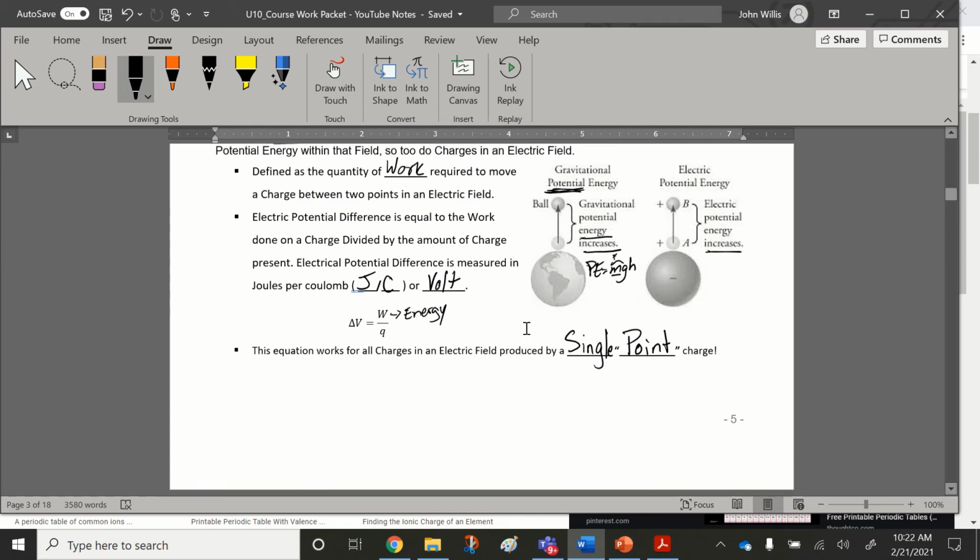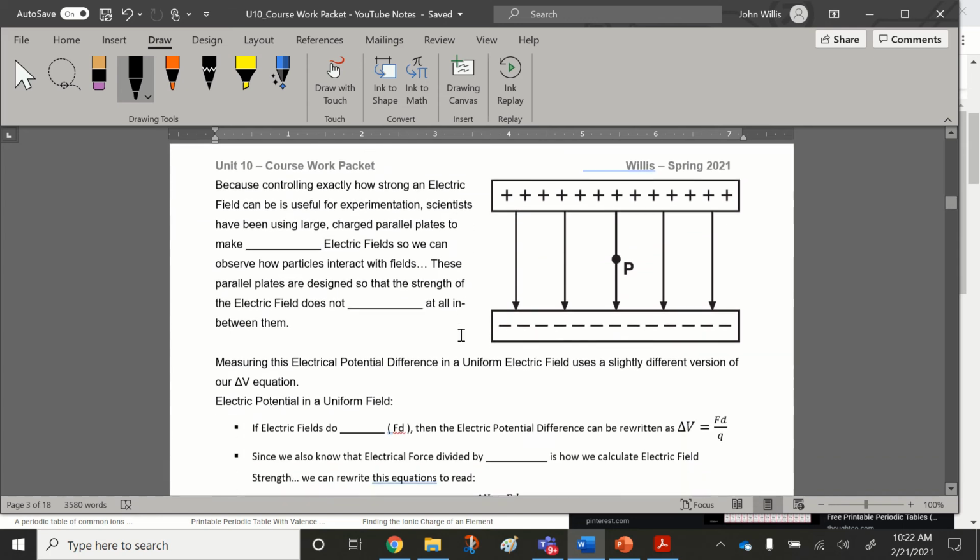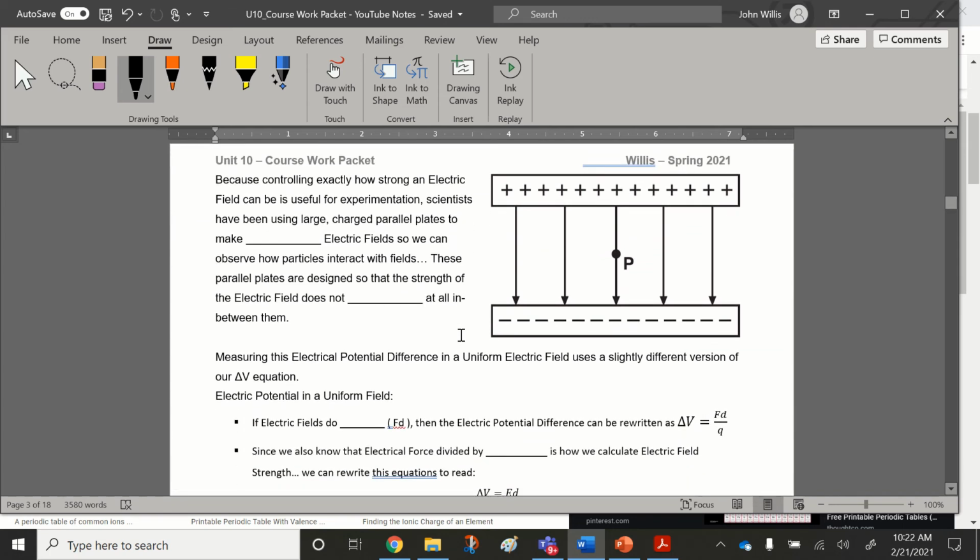It's the most common, sure, but because these aren't planets, these are really small, we can also, for experimentation purposes, make what we call uniform electric fields. These uniform electric fields allow us to see how charged particles will move in an environment where the electrical field strength remains the same at every position. So we can measure other variables. That's the idea. The electric field strength does not fluctuate or change at all in between them.